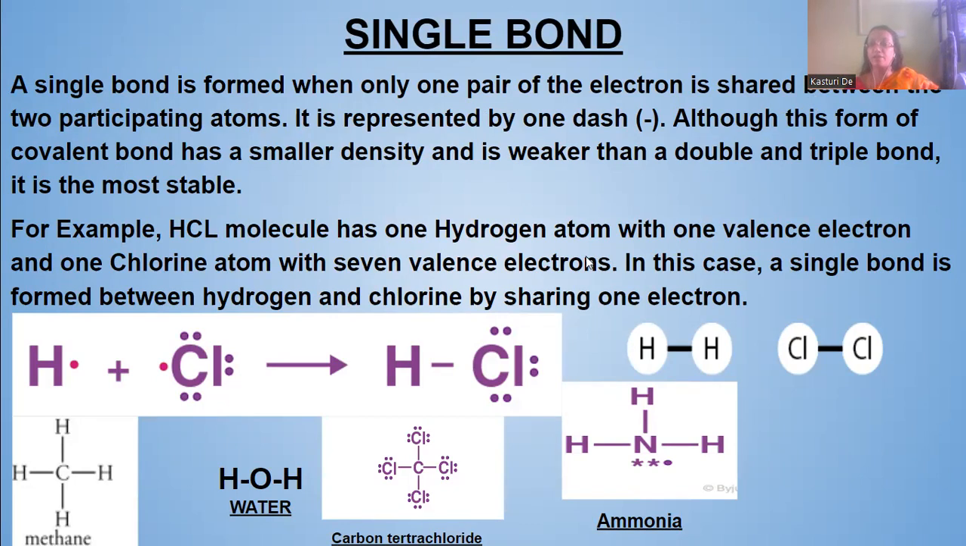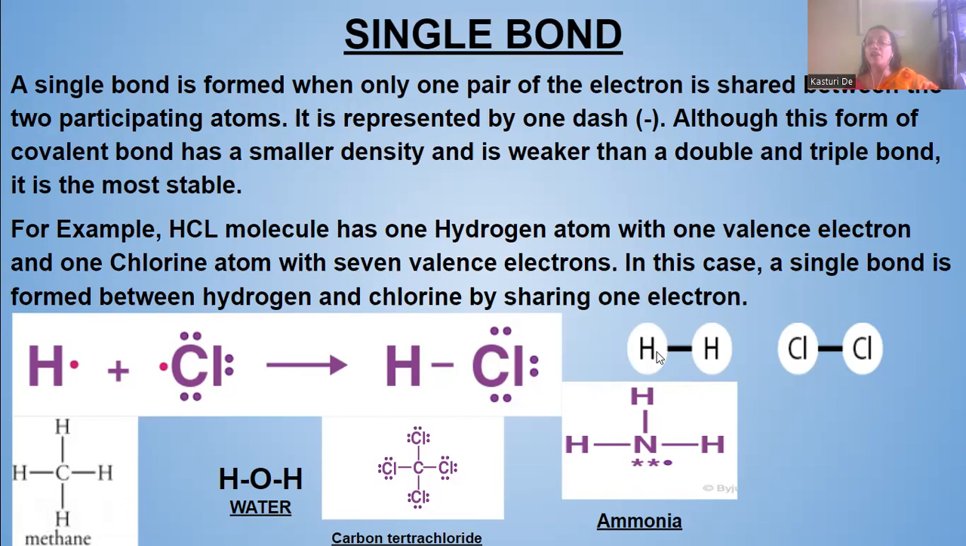It has one hydrogen atom with one valence electron and one chlorine atom with several valence electrons. See, hydrogen has one valence electron, chlorine has 7 valence electrons on its outermost shell, 1, 2, 3, 4, 5, 6, and 7. Now, in this case, a single bond is formed between hydrogen and chlorine by sharing one electron. This electron of hydrogen and this electron of chlorine are shared, so that forms hydrogen chloride, making one dash between hydrogen and chlorine.